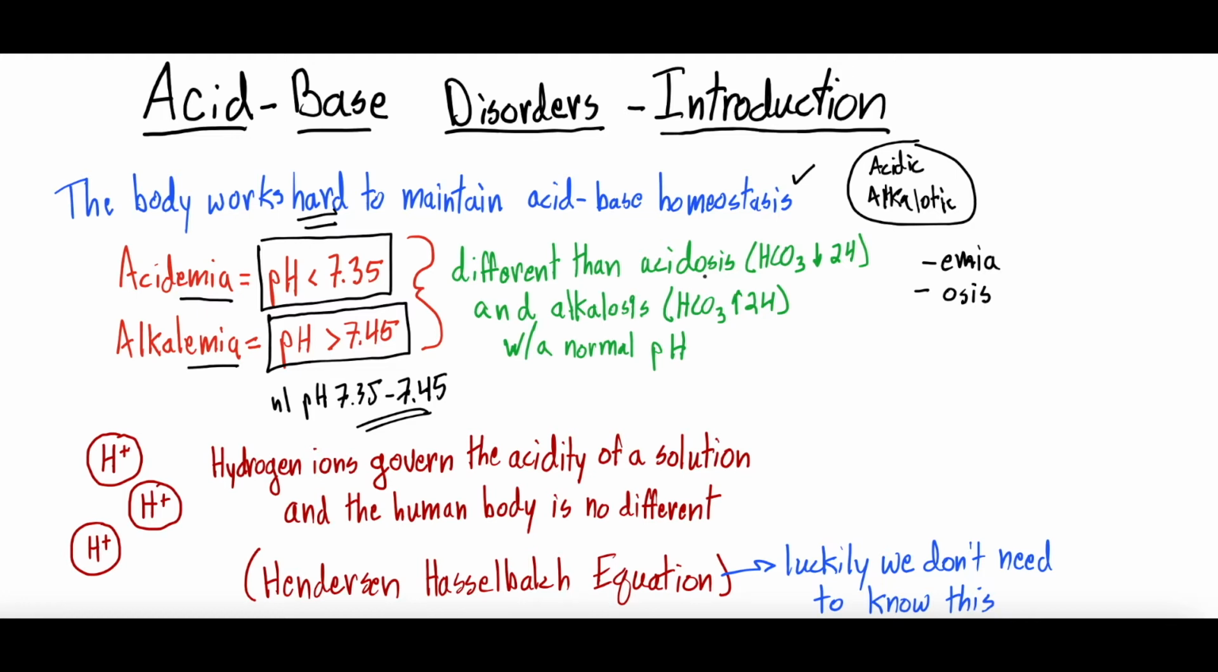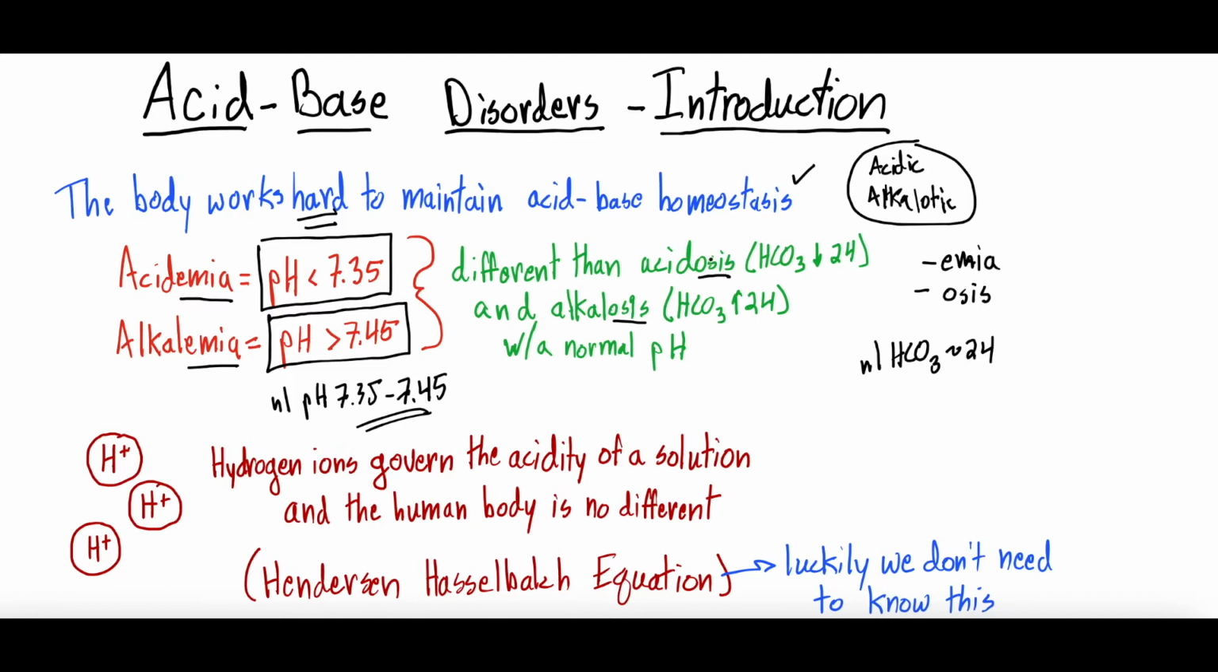This is slightly different than acidosis or alkalosis, right? Emia versus osis. Acidosis essentially just means that your bicarbonate, which we're going to get into, but can be a measure of your acid-base status, is less than 24, right? So a normal bicarbonate is about 24. So if it's less than 24, you're acidotic. But that doesn't necessarily mean you're acidemic, because your body can compensate for its acidosis and maintain a normal pH in the blood. So if your bicarb is less than 24, you are acidotic.